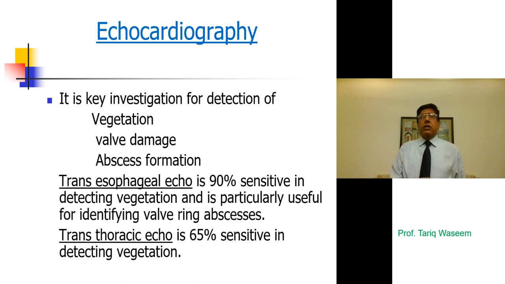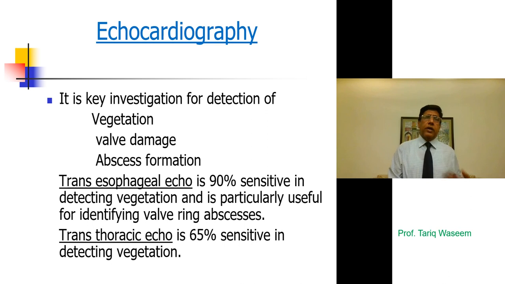The second, the most important investigation is echocardiography. This is again a key investigation. Again, the echocardiography findings form major criteria to diagnose. And if you have a positive blood culture for the organism that's already described, and you document that there is a damaged valve with vegetations or formation of an abscess, then you can consider it definitely diagnostic of endocarditis.